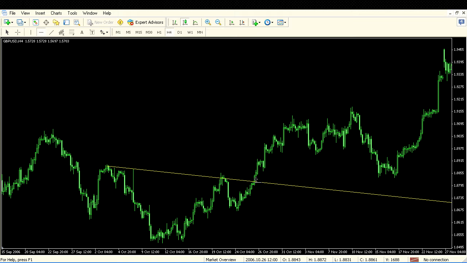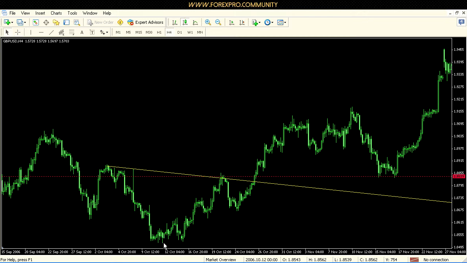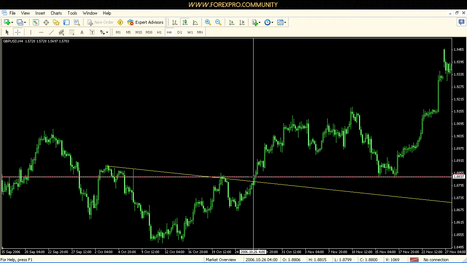The price here is 1.8840. The goal is defined as follows. We measure the distance from the neckline to the crown of the head. It's about 340 points. The maximal goal of the deal by the pattern is 340 points. We'll aim at a little less.